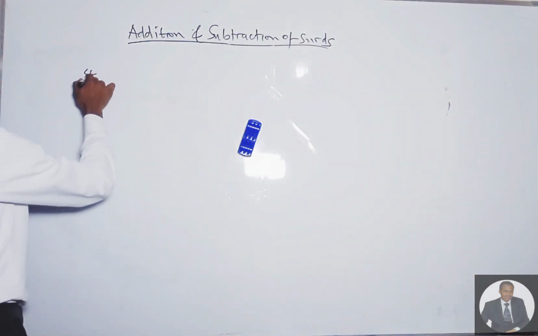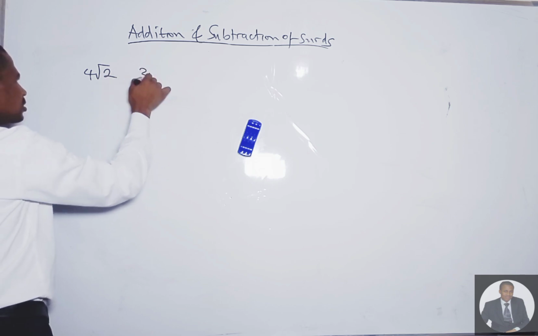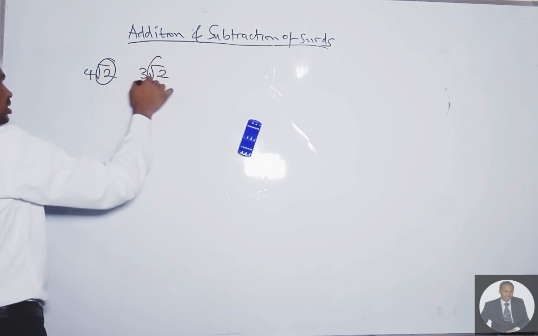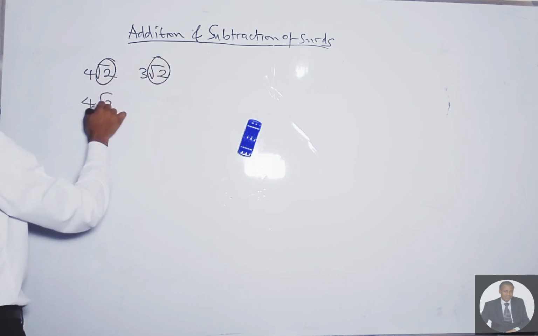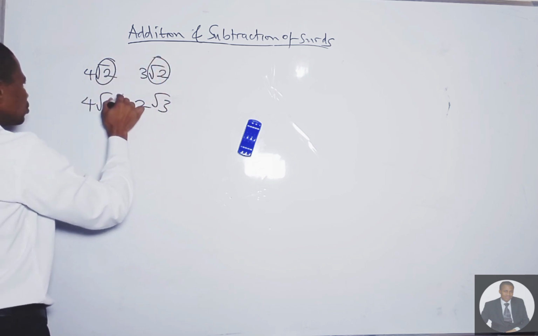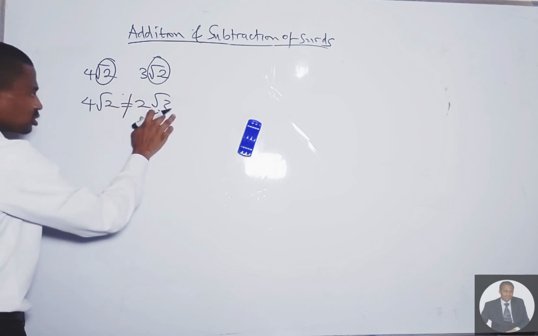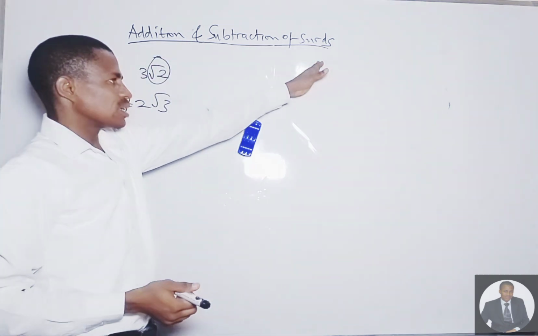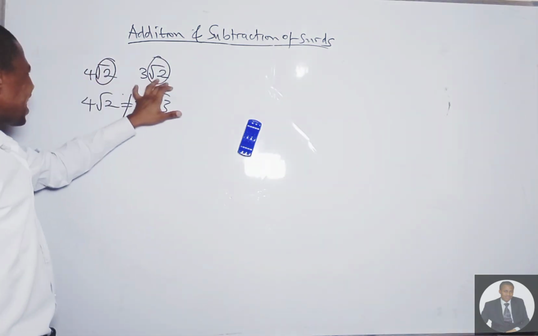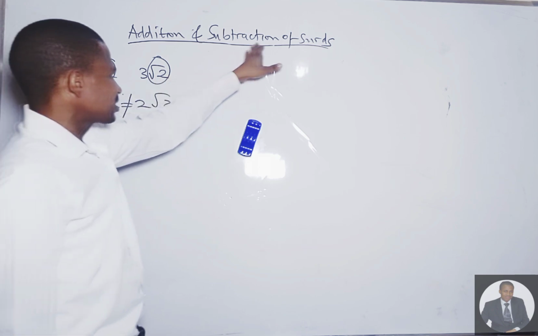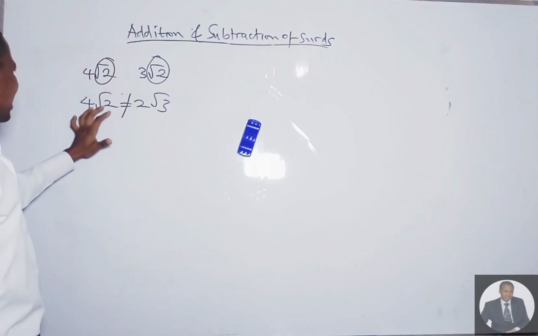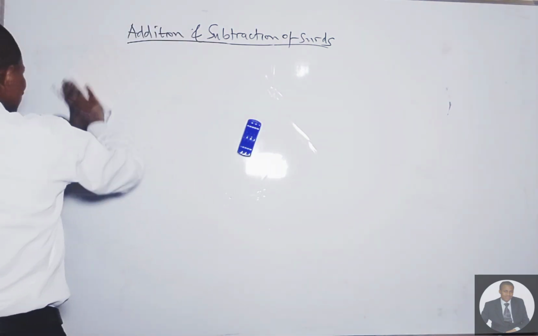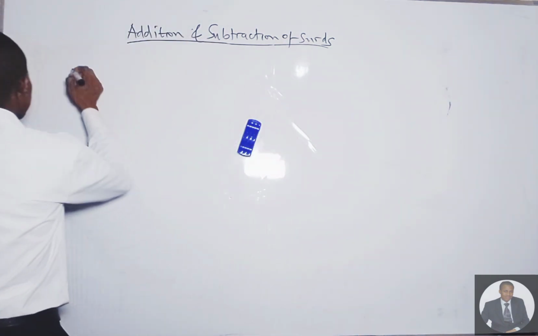For instance, 4 root 2 and 3 root 2 are like surds because this has root 2, this has root 2. But if you have 4 root 2 and 2 root 3, they are not like surds because this has root 3 and this has root 2. So if we are to add surds together, they must have like roots. If you are to subtract surds, they must also have like roots. Let's consider some questions here.